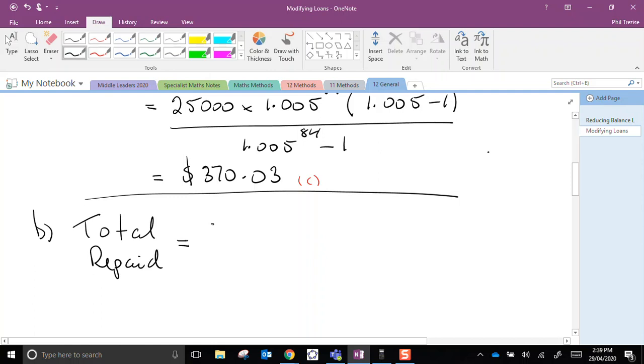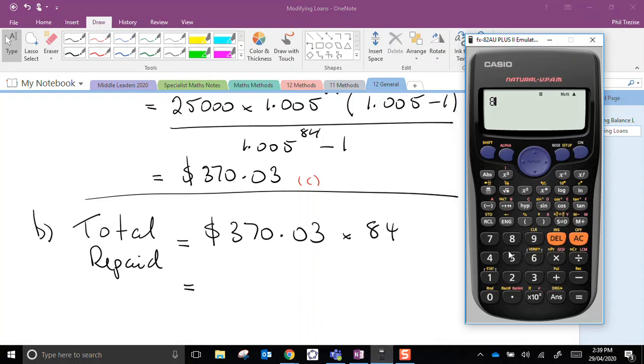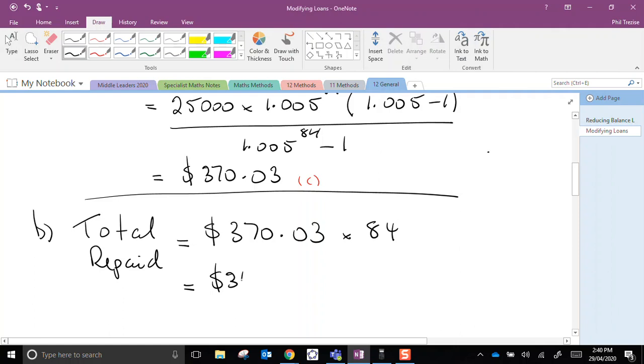Repaid. Well, there's no formula for this one. This one is a little bit of mathematical common sense. If you pay that much money every month and you have 84 payments, this is a straight out multiplication question. So here I go, 84 multiplied by, now this is why I needed to store the repayment in C. So alpha C, we'll recall that number. There it is, $31,082.25.